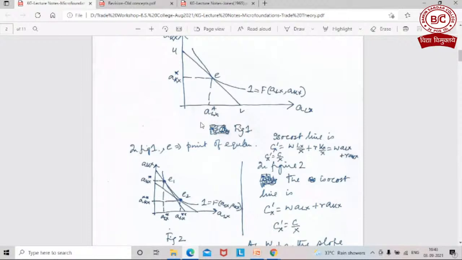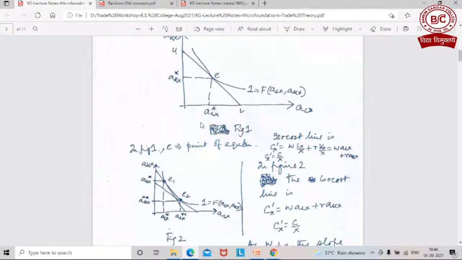Remember, the slope is W divided by R. Suppose there is a fall in the value of W divided by R. As you find in figure 2, the slope becomes flatter. Suppose initially the equilibrium is at E1. When there is a fall in W divided by R, the slope becomes flatter and the new equilibrium is now at point E2, where it's tangent to the same unit isoquant. What do we observe here? As a result of a fall in W divided by R, aLX increases from aLX star to aLX double star, and aKX falls from aKX star to aKX double star. Is it okay?